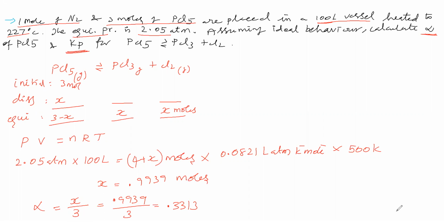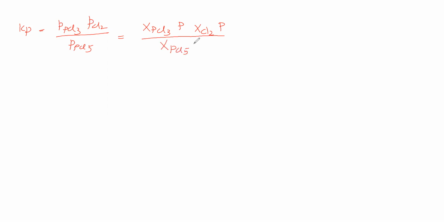So Kp is called what? We will see. What is the formula? Kp is equal to partial pressure of PCl3 times partial pressure of Cl2 by partial pressure of PCl5. Partial pressure of PCl3, we can write as mole fraction of PCl3 into total pressure. Partial pressure of Cl2, mole fraction of Cl2 into total pressure. Partial pressure of PCl5, mole fraction of PCl5 into total pressure.